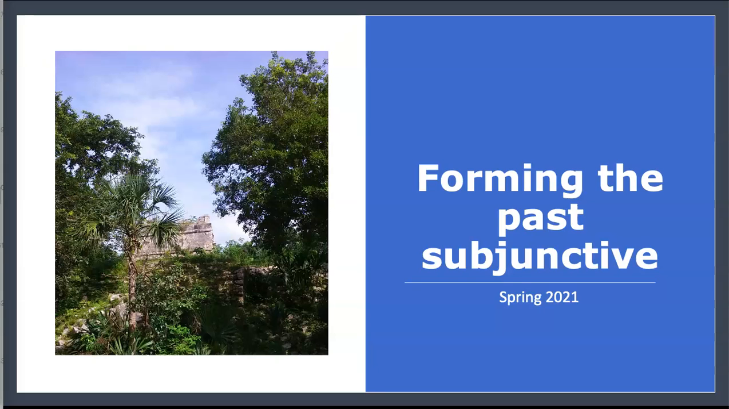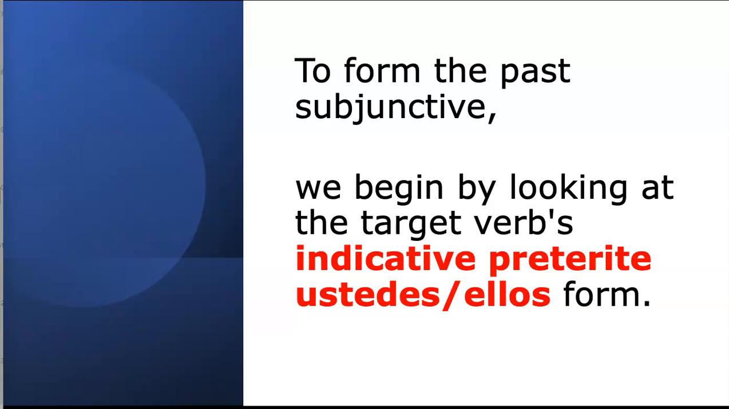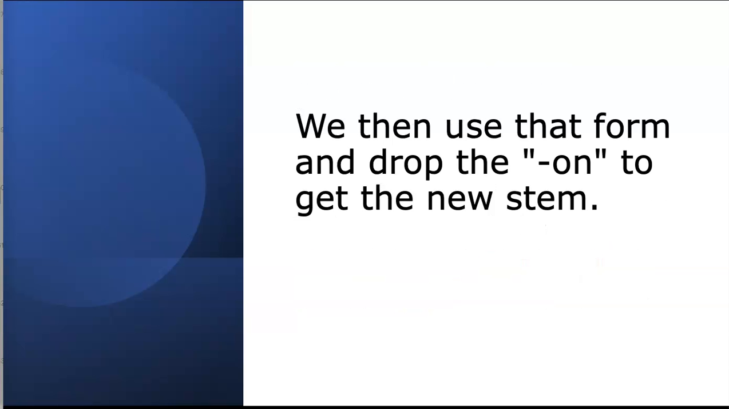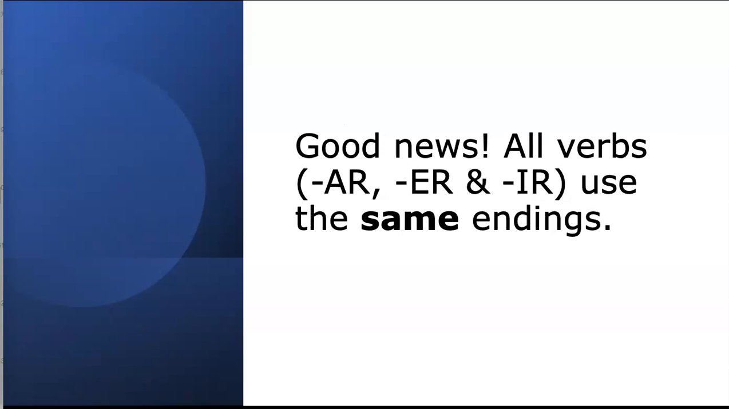Let's review how to form the past subjunctive. To form the past subjunctive, we begin by looking at the target verb's indicative preterite ustedes or ellos, ellas form. This is the third person plural. We use that form, drop the ending -on, and get a new stem. Good news: all verbs, -AR, -ER, and -IR, use the same endings.